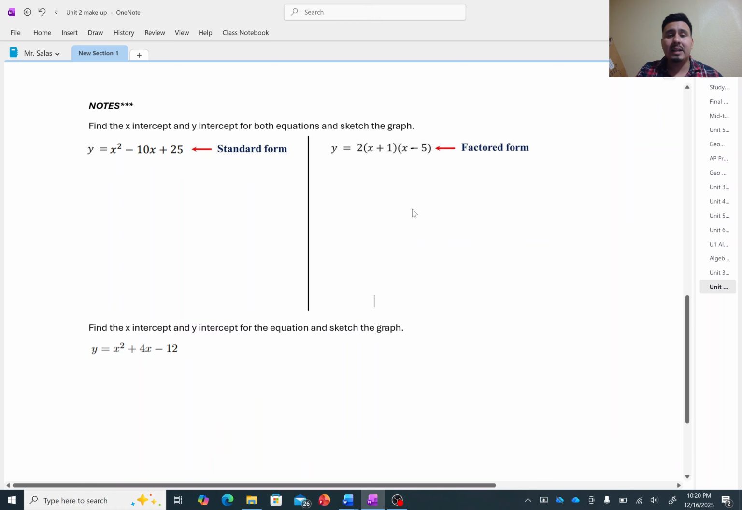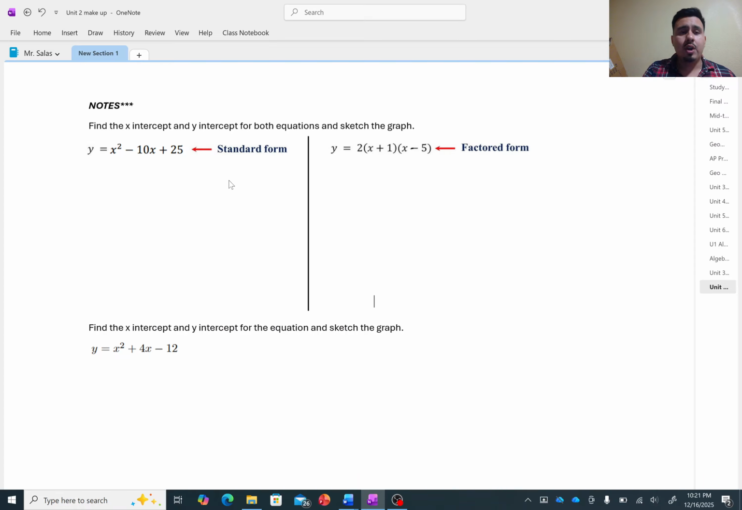Now we're looking at the back side of your handout. So, find the x-intercept and the y-intercept for both equations and sketch the graph. Okay, things are going to be a little bit more tricky here. Well, first of all, let's find the x and y-intercepts.